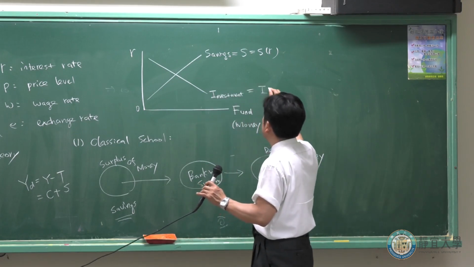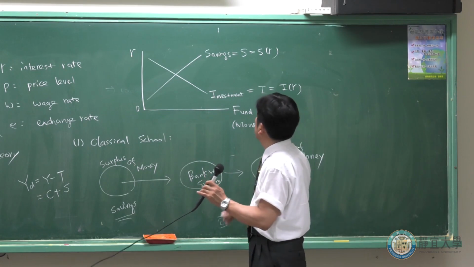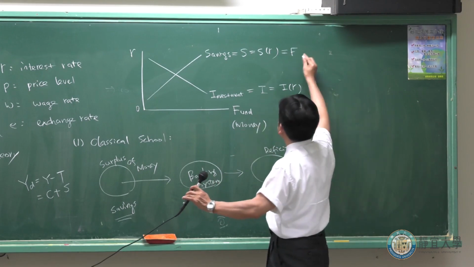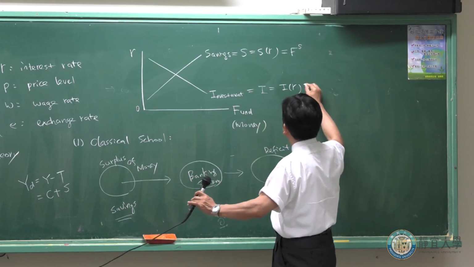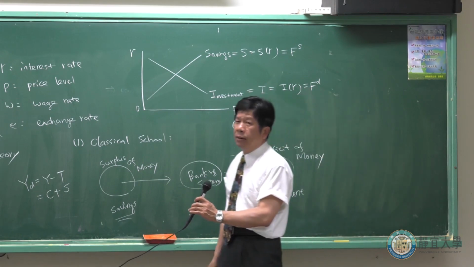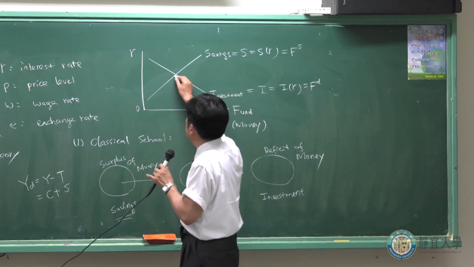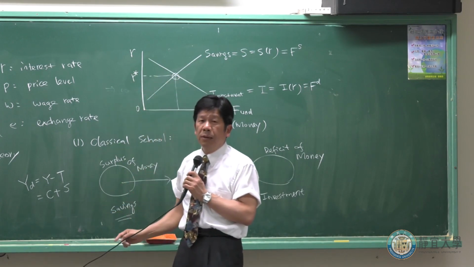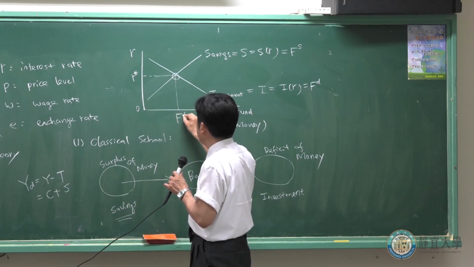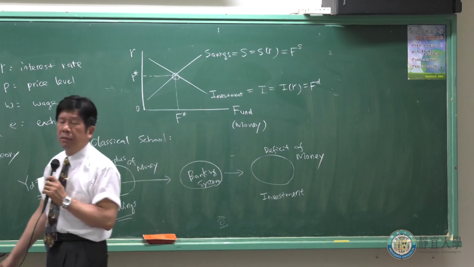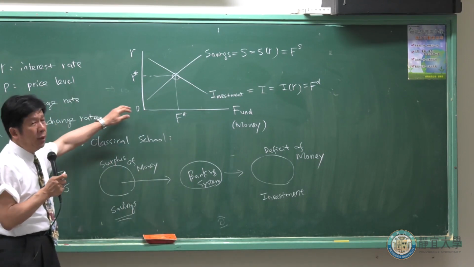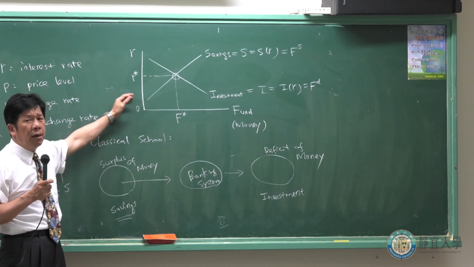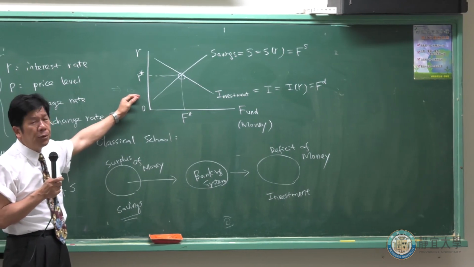So we call this investment. Here, this represents the fund supply, and this is the fund demand. And after that, we can find the equilibrium interest rate and the equilibrium funding. So this is from the classical school. The classical school would like to find how to determine the interest rate.